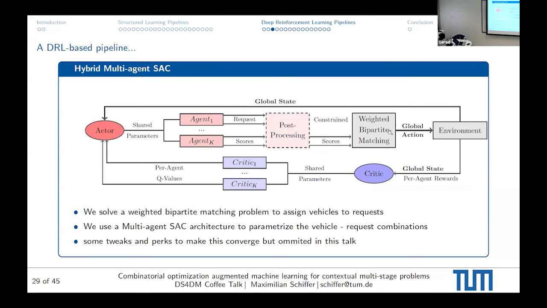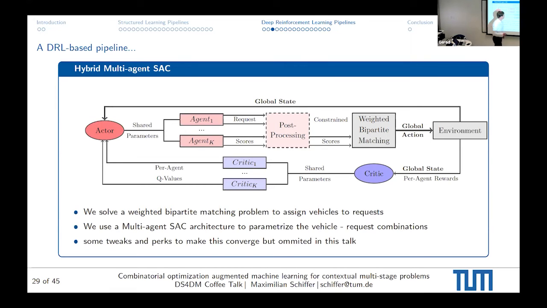So we didn't use soft actor critic to directly learn the dispatching decisions, but we said, okay, let's think about a DRL pipeline with a combinatorial element to take a global decision. The combinatorial element that we use is just the bipartite matching, which is weighted, which will assign vehicles to requests. And we maximize that matching and then get the best allocation.